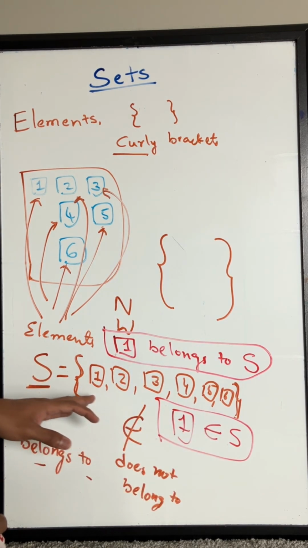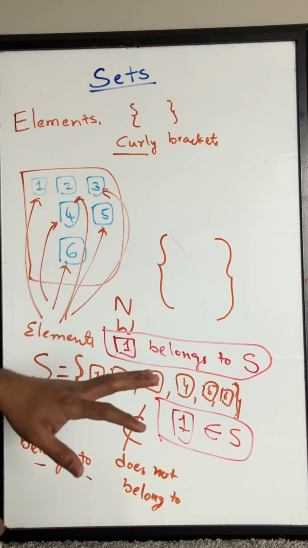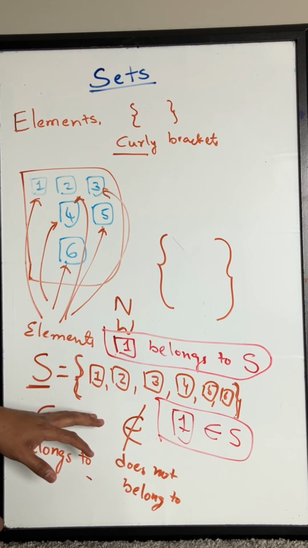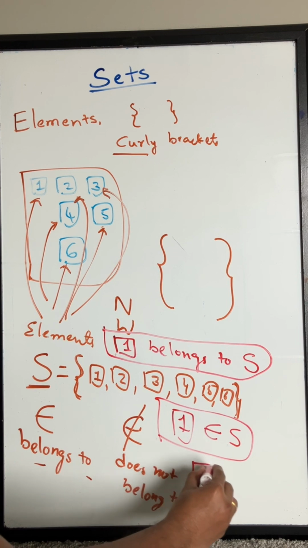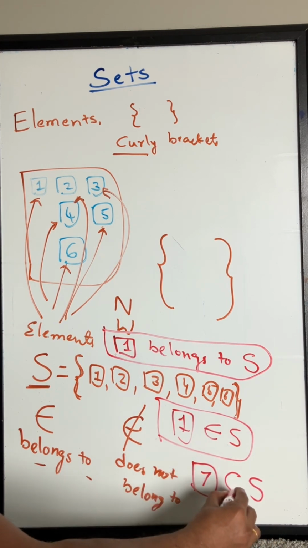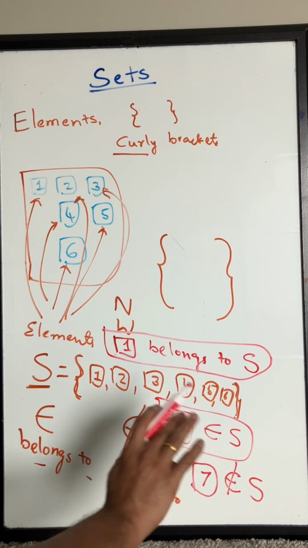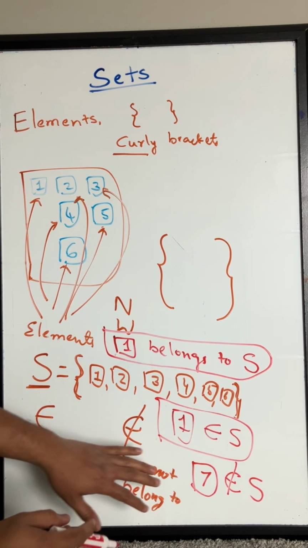7 is not in my collection, right? There is a stamp 7. Somebody else might have it, but I don't have it. So in that case, how will we write? 7 does not belong to. Does not belong to yes. In that way, you can write.